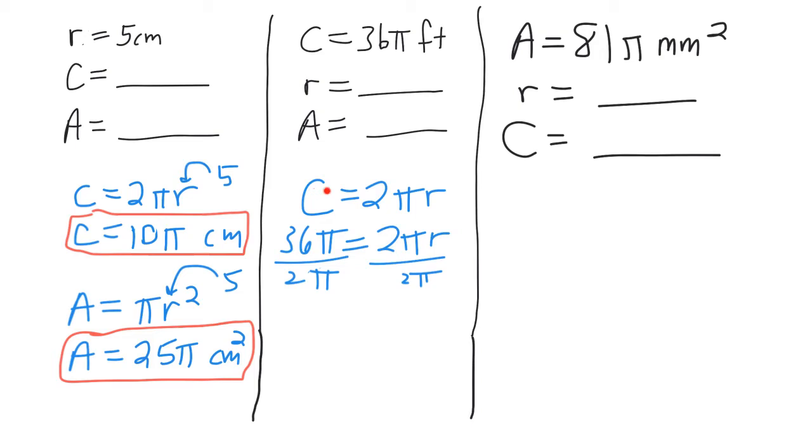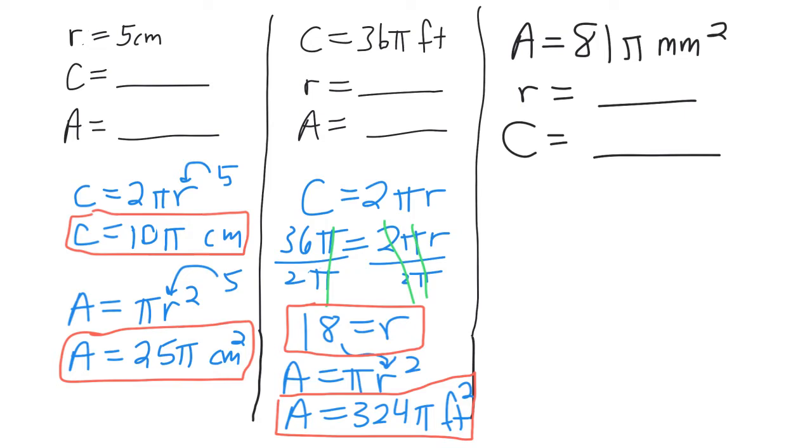In my second problem, I write the formula for circumference, but this time I plug in the 36 pi into the other side for C, and then I'll divide both sides by 2 pi, 2 and pi, in order to solve for r. Once I have my answer for r, I can then plug the r in to find my area. My area is in feet squared, but I probably should have some units on my radius as well. Radius is a length, so that would just be 18 feet. The only thing that's going to have squared units is the area.